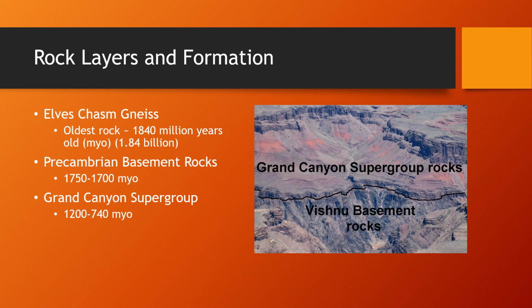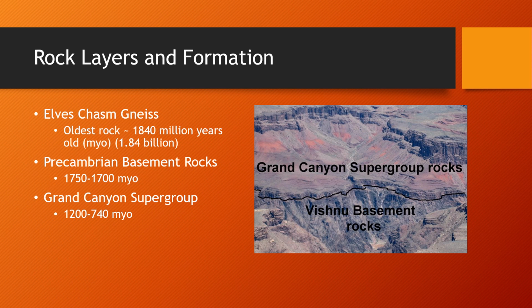The Precambrian basement rocks, or Vishnu basement rocks, are the rocks at the bottom of the canyon. They are 1,750 to 1,700 million years old and were created when a volcanic island converged with another tectonic plate. These rocks were pushed down about 13 miles below the surface of the Earth because of the convergence. It took around 400 million years for the Precambrian basement rocks to push up the 13 miles to reach the surface, but as soon as they reached the surface, shallow seas came in and covered the area.